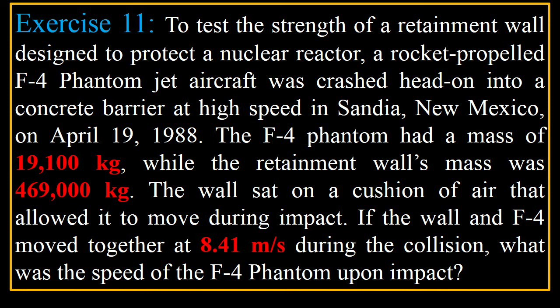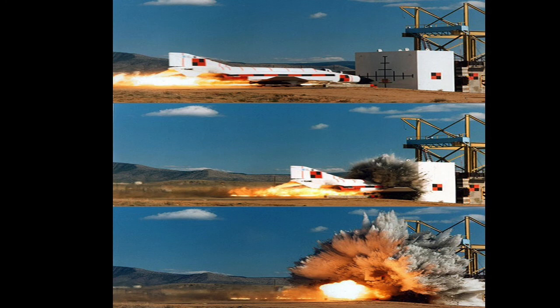So we're going to do this a little bit faster in terms of getting the equation together. Essentially, the initial momentum of the system is going to be contributed by the aircraft. That massive wall initially has no velocity, so that term will drop out. So the final momentum will be the mass of the aircraft and wall together times the 8.41, whatever it had said.